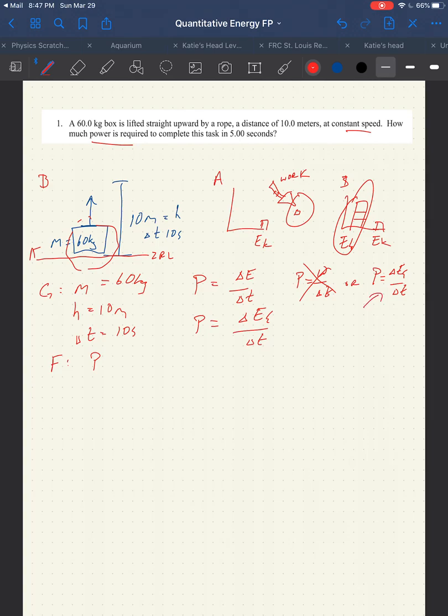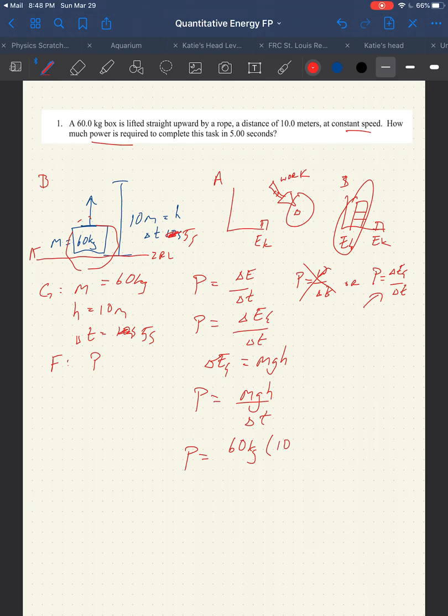So let's do it. If the power is a change in gravitational energy over time, then we know that the change in gravitational energy is m times g times h. So the power is going to equal m times g times h over change in time. And so now I can just plug in some numbers. My mass is 60 kilograms. My height is, does that say 10 seconds? I'm sorry, I was looking ahead there. I wrote this down wrong. Hopefully you noticed that.